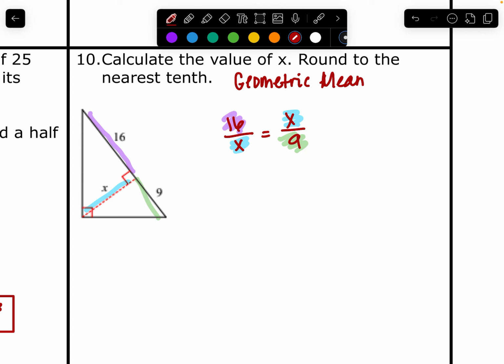All right, now we're just going to solve for x. So 16 times 9 is 144. x times x is x squared. And when we take the square root of both sides, we get x equals 12.